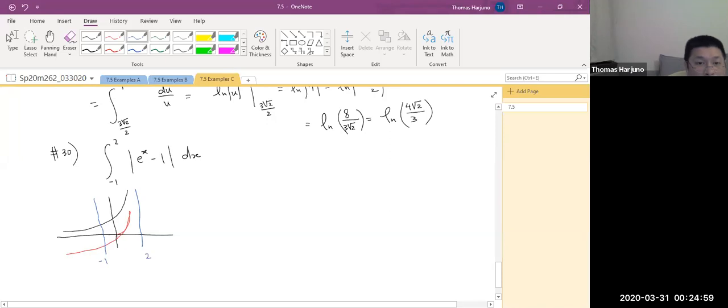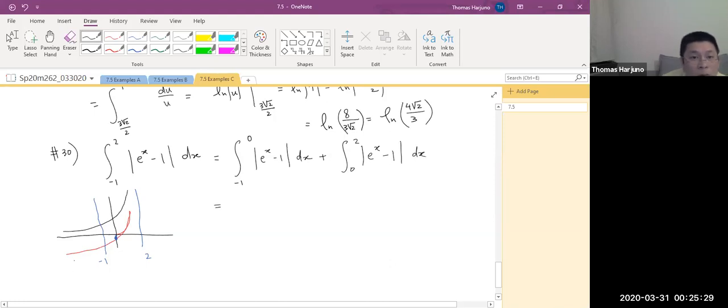Now, what you need to be aware of is that one section is on the negative side, the other section is on the positive side. So I need to break this integral up. It becomes integral from -1 to 0 of absolute e to the x minus 1 dx plus integral from 0 to 2 of absolute of e to the x minus 1 dx. Now, between -1 and 0, the expression e to the x minus 1 is negative. So when I get rid of the absolute sign, I need to pull the negative of that e to the x minus 1 dx.